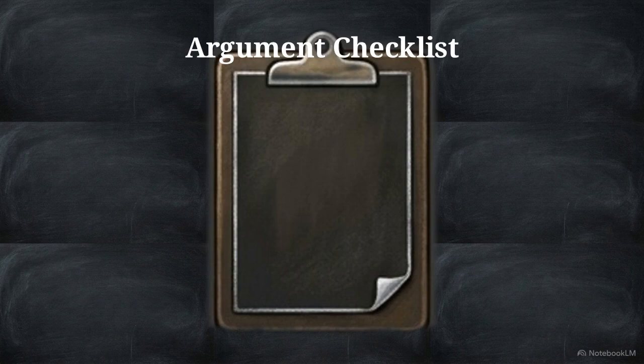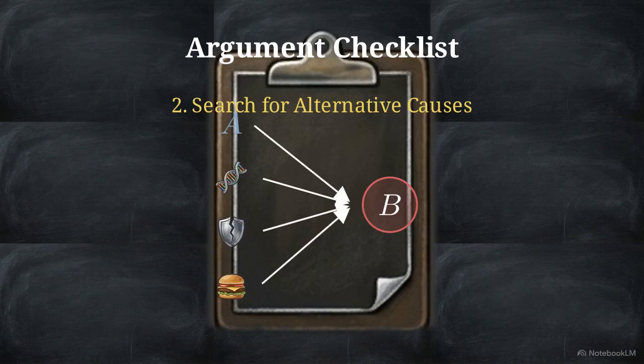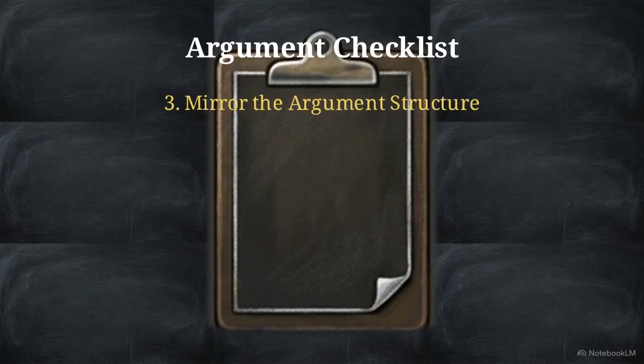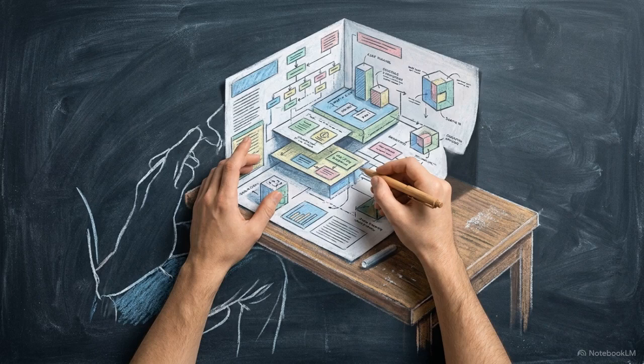This checklist summarizes how to navigate these situations. First, identify the conditional formula someone is using. Second, look for alternative causes they might be ignoring. Third, mirror the argument structure to see if it holds up under different subjects. Mastering the structure of arguments provides a shield against manipulation, ensuring that we only accept conclusions built on a truly sound foundation.